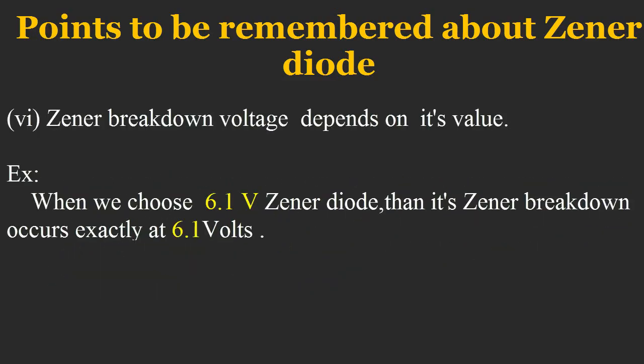Finally, Zener breakdown voltage depends on its value. That is, when we choose a 6.1 volt Zener diode, then its Zener breakdown occurs exactly at 6.1 volts.